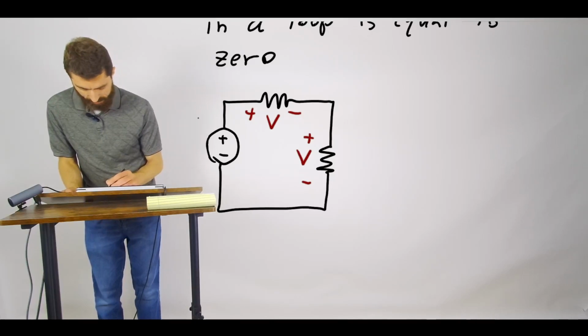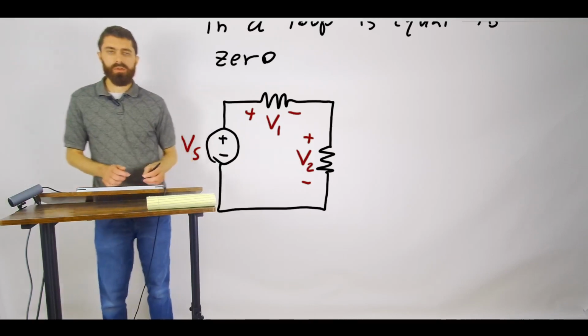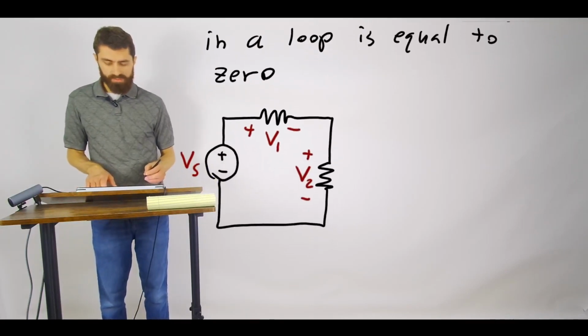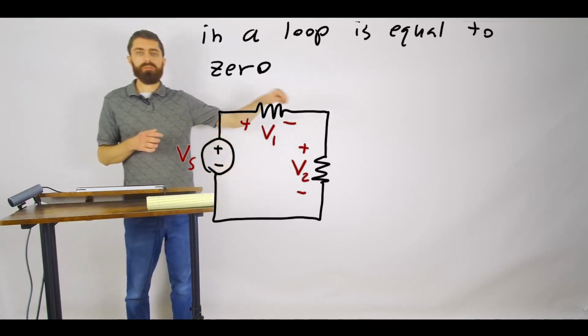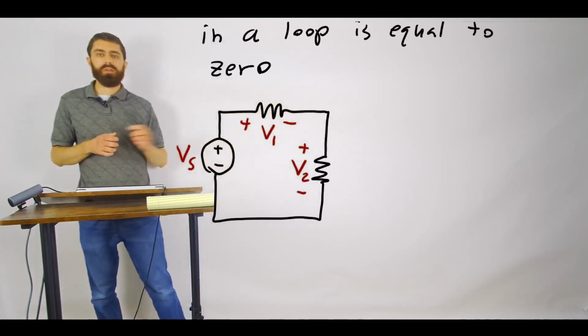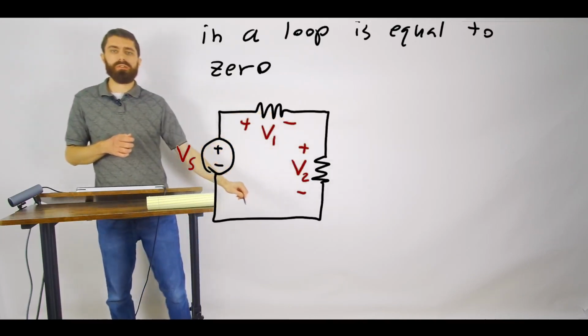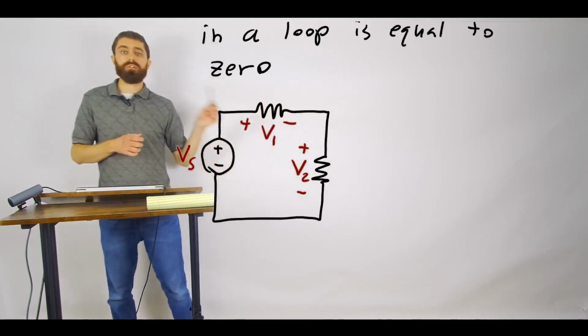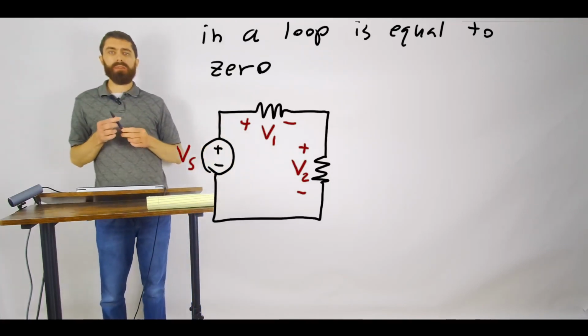And then we also have a certain, we'll call this one V1, V2, and then we'll call this V source here, the voltage there. So essentially, what this law says is that we go around this loop and we sum all the voltages around in a loop, it should be equal to 0.